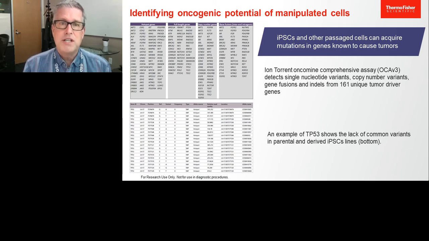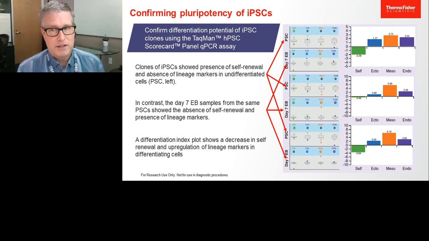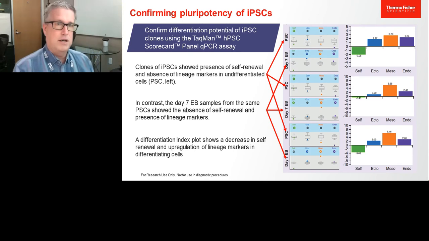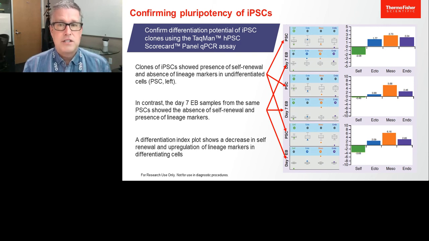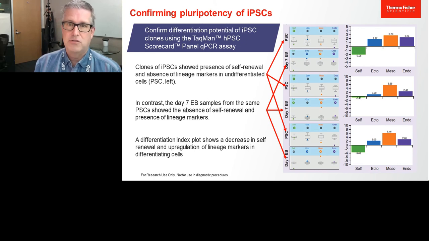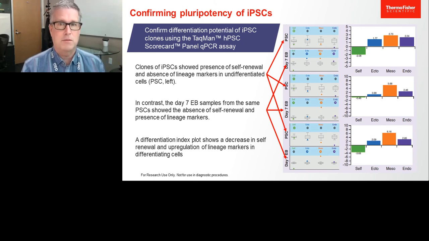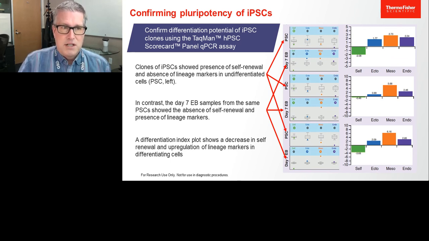And then finally, the pluripotency of induced pluripotent stem cells that you've manipulated in vitro can be confirmed by using the TaqMan hPSC Scorecard. This is a qPCR assay that makes use of well-known markers for either undifferentiated cells or for cells that are in an endodermal, mesodermal, or ectodermal lineage. When we look at clones of these iPSCs, we see a high presence of self-renewal markers in undifferentiated cells.